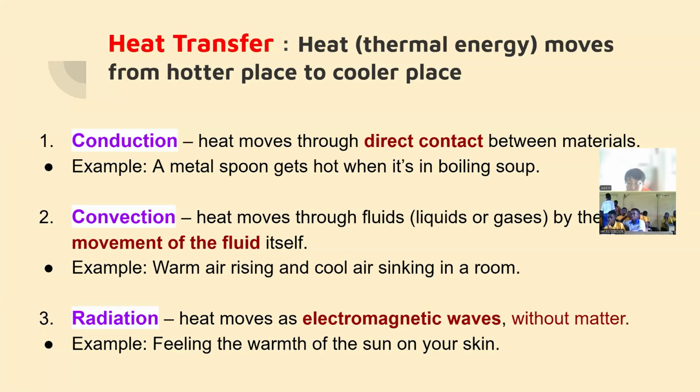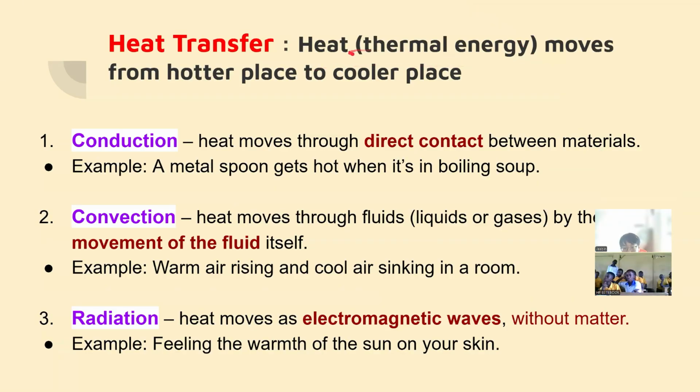This last topic I want to talk about today is heat transfer. Heat transfer is when heat or thermal energy moves from a hotter place to a cooler place. There are three main ways heat transfer can happen. It can happen by conduction, which is when heat moves through direct contact between materials. An example is a metal spoon getting hot when it's in boiling soup. Direct contact from the soup to the spoon.